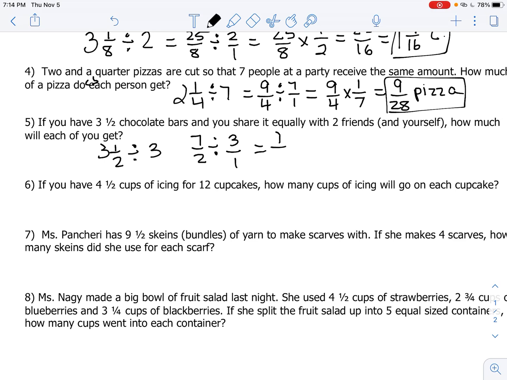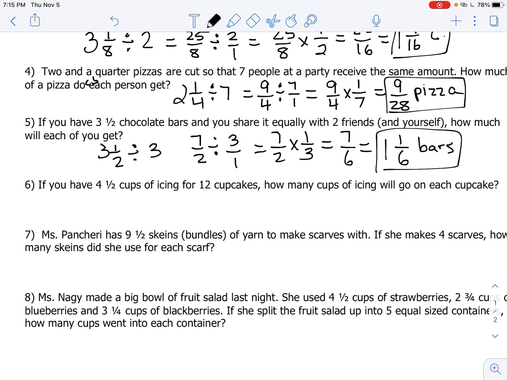We're going to keep the first fraction how it is, 7/2, change the division to multiplication, and flip the second fraction over to 1/3. And let's multiply across. We have 7/6, and we're going to change that to a mixed number. It's 1 1/6 chocolate bars. We'll put bars.